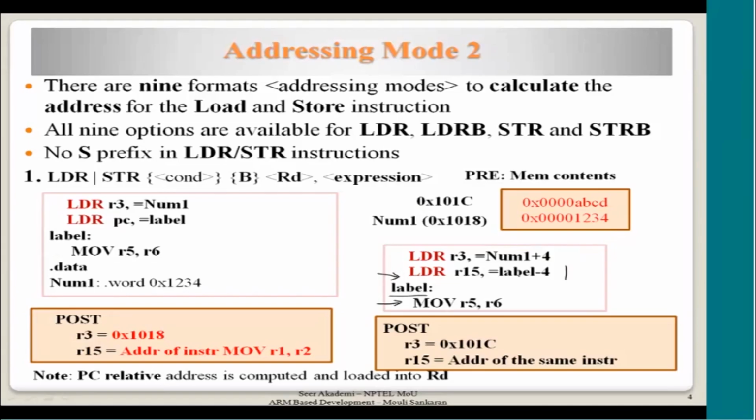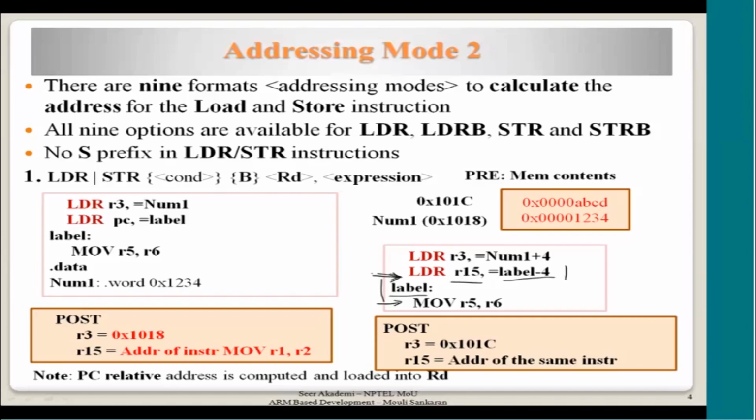And then my intent is, label wherever it is pointing, I want to say -4. That means what? I am doing -4 means it is this instruction. And then I am saying load the R15 with that address. That means what? This instruction is loading the PC with its own address.